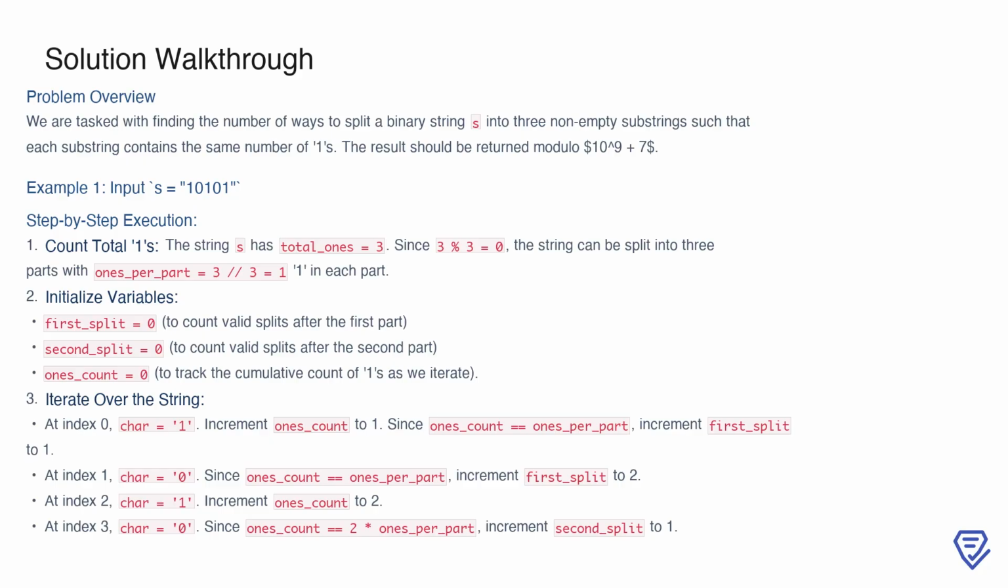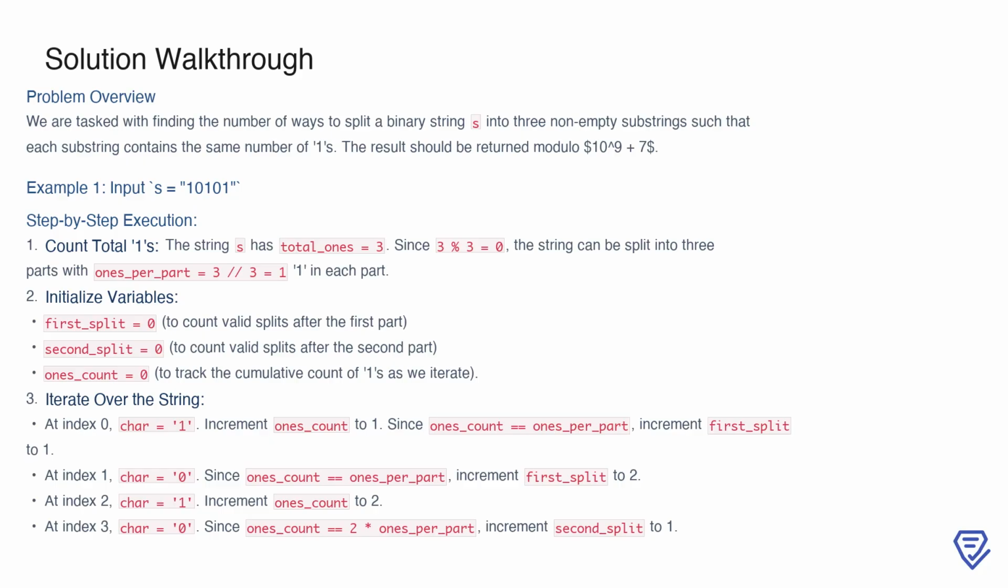Next, we initialize some variables, first_split and second_split, both set to 0, to track valid split points, and ones_count, set to 0, to count ones as we iterate through the string. As we go through the string, we increment ones_count whenever we encounter a 1. When ones_count equals the target count for a part, ones_per_part, we increment first_split or second_split based on the current state.